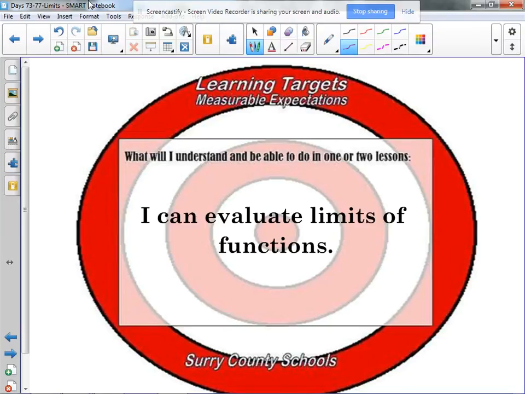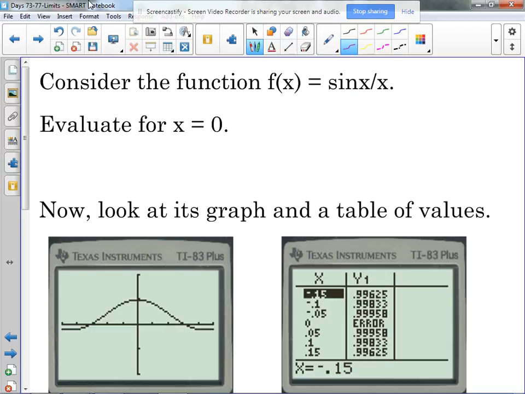So limits are actually the very first thing that we study in AP Calculus, but they are in the pre-calc standards. So we're just going to kind of skim the surface. We're going to look at some of the simple ones right now, and then when you take calculus, you will dive deeper into them.